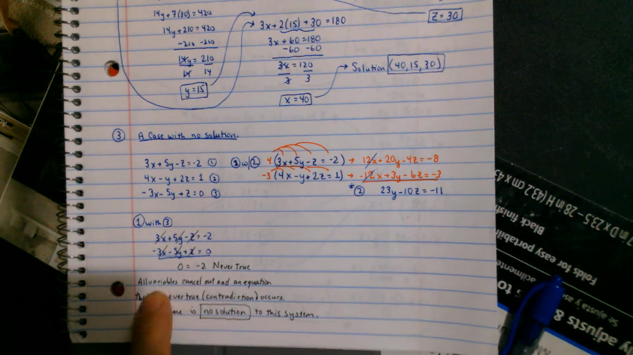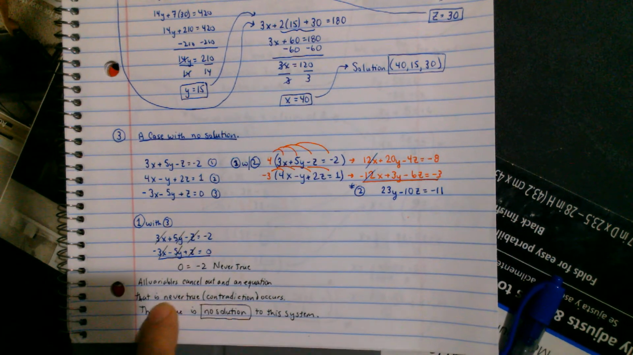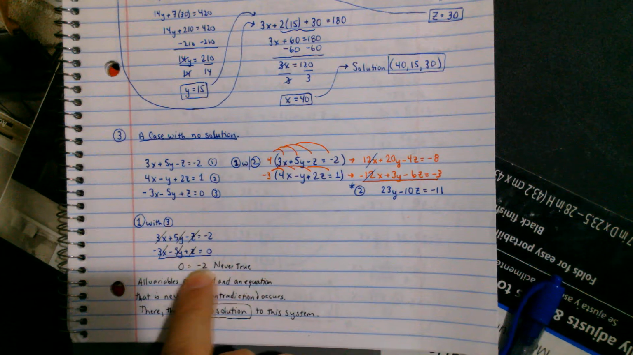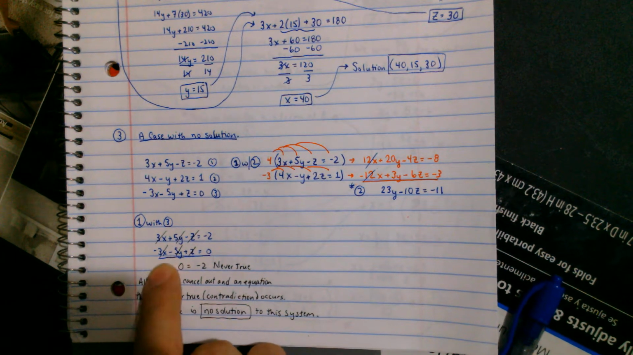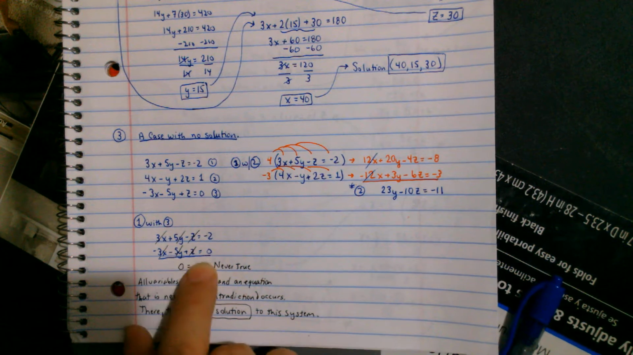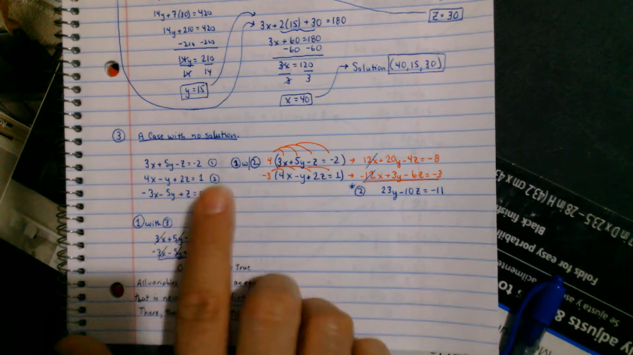Now here is when all the variables cancel out and you have an equation that's never true. 0 never equals negative 2. So this means that no matter what you have, you're going to end up with something that does not make sense within the system.